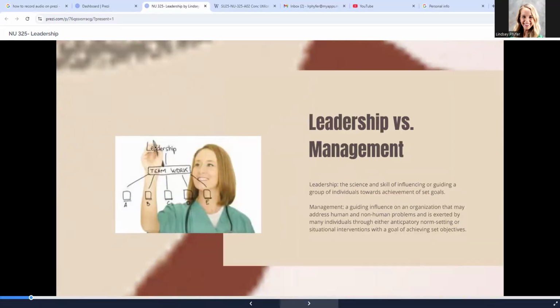So let's go ahead and define and differentiate leadership versus management. Leadership is the science and skill of influencing or guiding a group of individuals towards achievement of set goals, whereas management is a guiding influence on an organization that may address human and non human problems and is exerted by many individuals through either anticipatory norm setting or situational interventions with the goal of achieving set objectives. And both of these, whether we're talking about leadership or management, is going to be essential when it comes to building a nursing team.